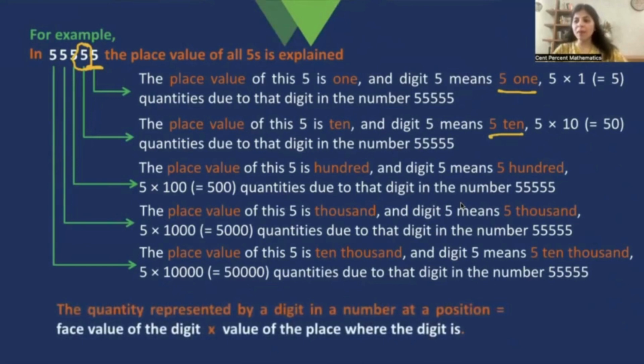And you must know the quantity represented by a digit in a number at any position. So for example, if I just take this 5, the quantity which this digit represents is the face value, which is 5 itself, and the value of the place where the digit is. And if you see, the value where the digit is placed is ten-thousands. So the quantity which is represented by this digit is 5 times 10,000, and it is 50,000. So that's how we find out the place value and the face value of a digit.